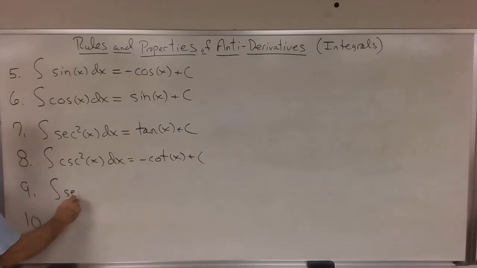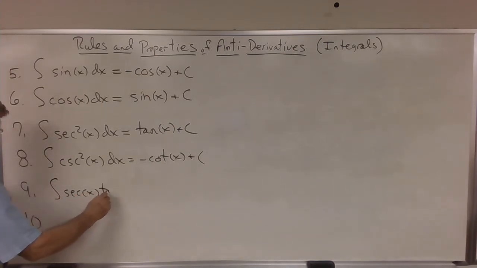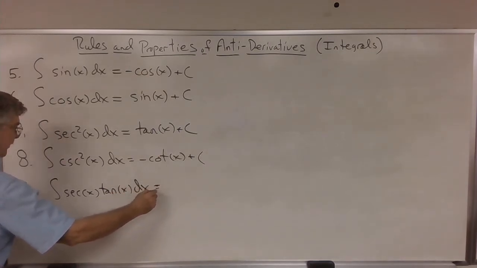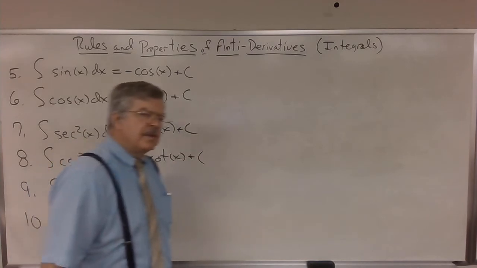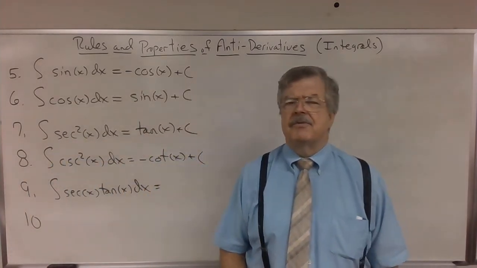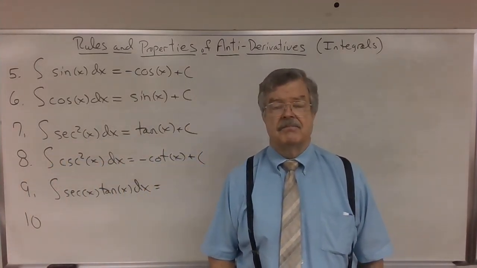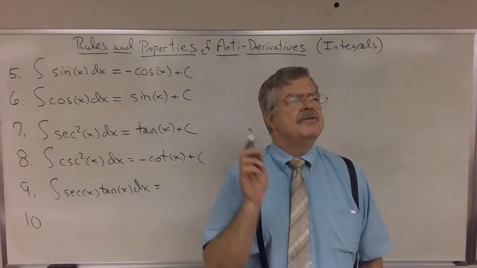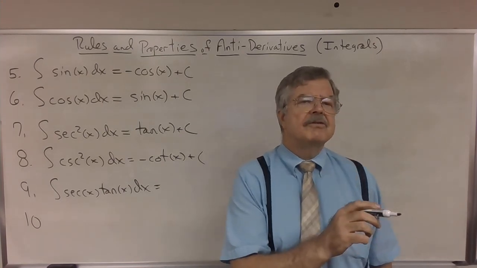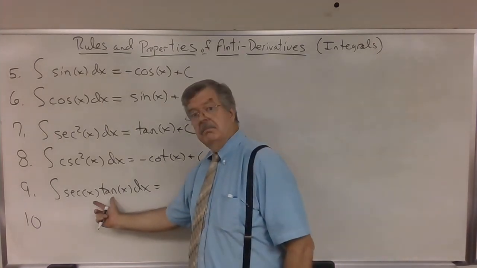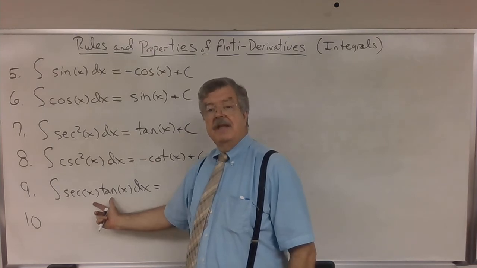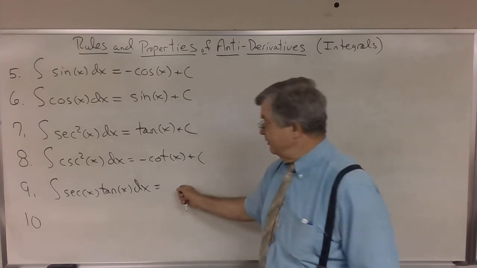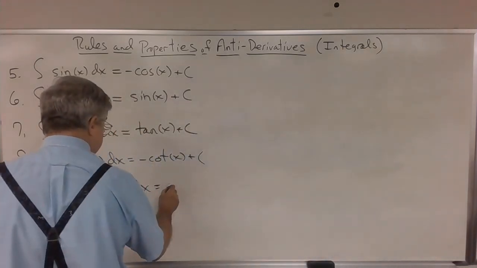Now we move down here. And I ask you, what do we get when we compute the derivative of secant of x? And you say, well, the derivative of secant of x is secant x times tangent x. So then what's the antiderivative of secant x times tangent x? Secant x plus c.